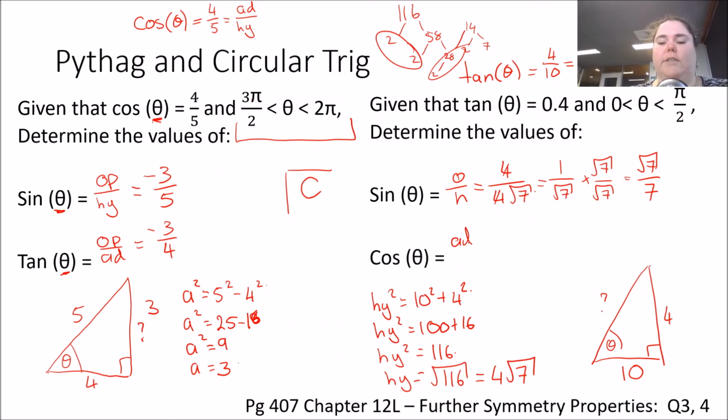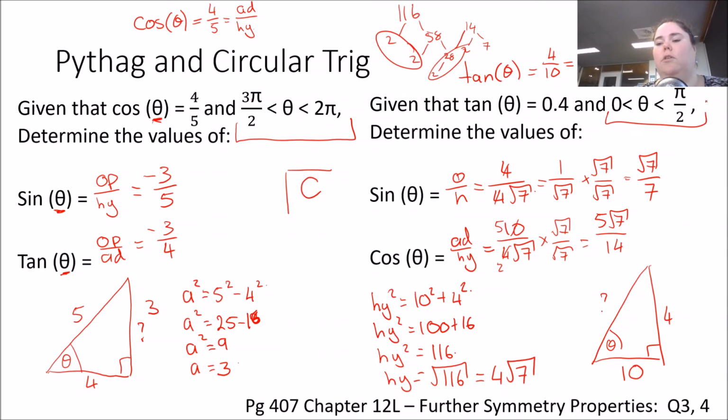Cos is equal to adjacent on hypotenuse, so that's going to be 10 on 4 root 7. We can cancel that down to 2 and 5, but remember, we don't like surds on the bottom, so we're going to times it by root 7 on root 7, which gets me 5 root 7 on 14. And because we're in the first quadrant, everything is positive. Perfect. So those are the sort of questions you can do on Pythag.